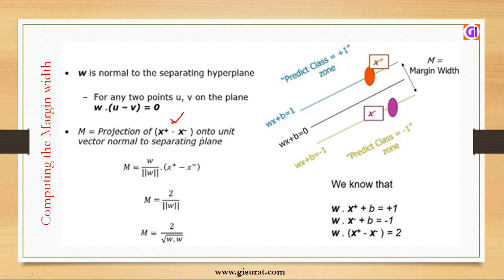Right now something about projection has come up here, but just consider that it is nothing but the vector x positive minus x negative, meaning I have drawn a vector like this. So how to calculate the value of this vector? That is nothing but x positive minus x negative.